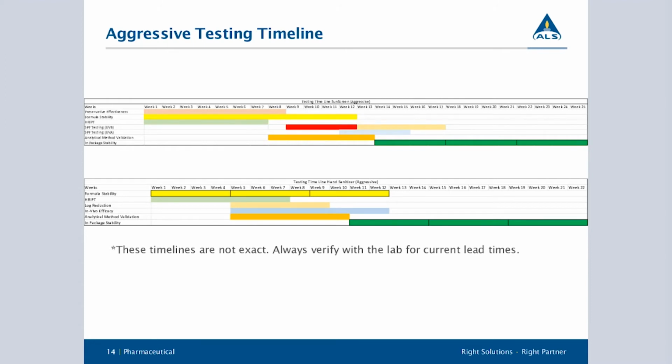And we also put a hand sanitizer timeline on here as well, and you can see that it starts off with those same tests, and then looks to get that formula stability done, with the first set of in-package stability done at about week 14, week 15.